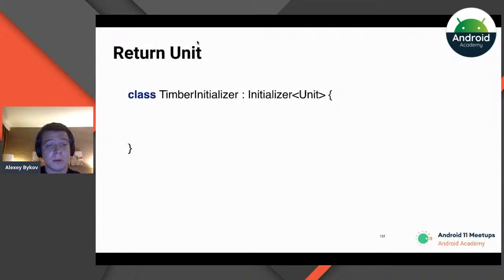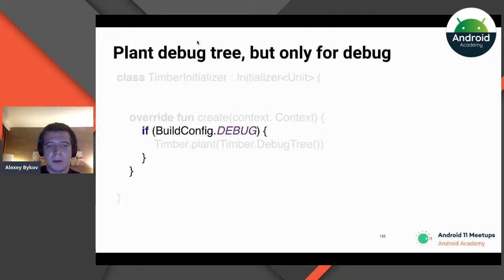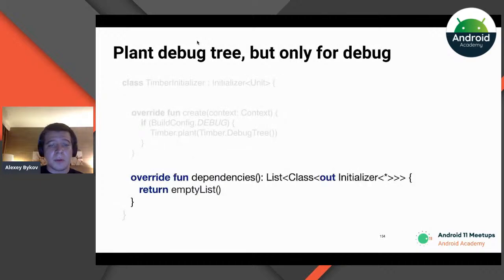And let's create our own initializer to catch it. So let's call it Timber initializer, for example. We need to implement initializer with a unit because we don't want to return anything. Then I will write the function create, and just plant our debug tree. But for sure, we should do it only on the debug version because we don't want to have any logs inside our production. And after that, we should write our dependencies as nothing because Timber depends on no library.